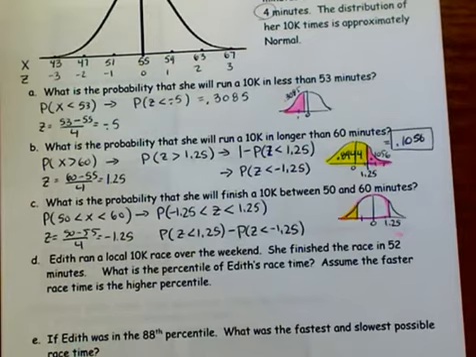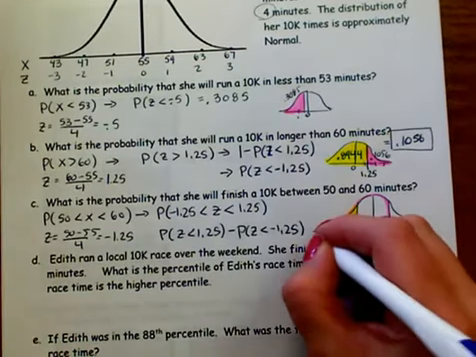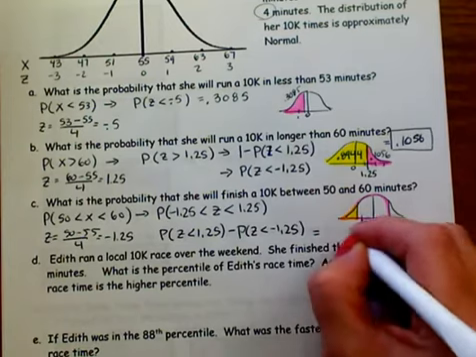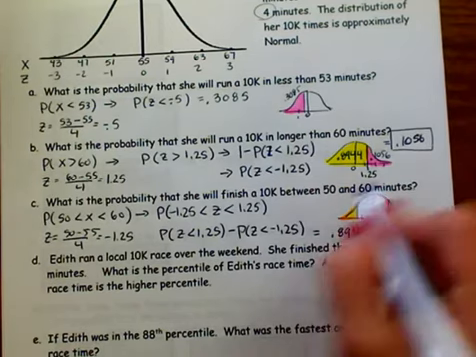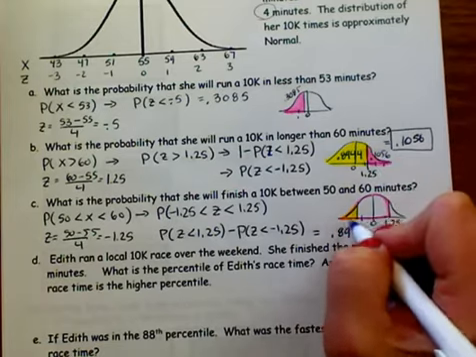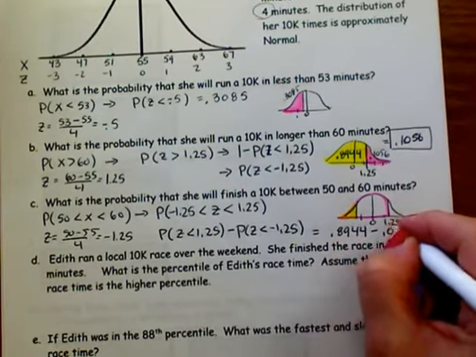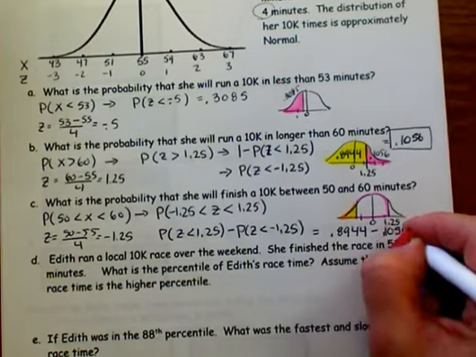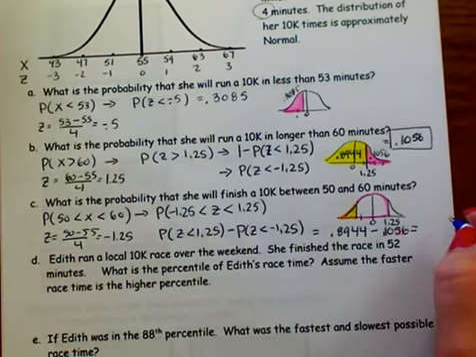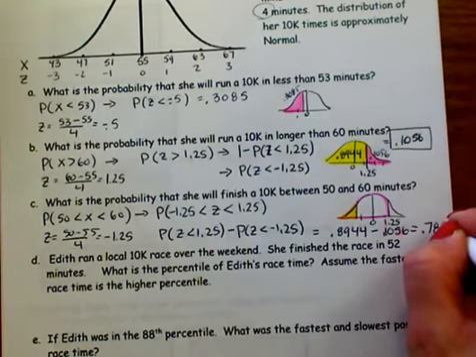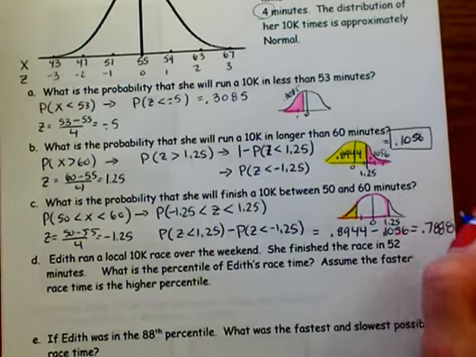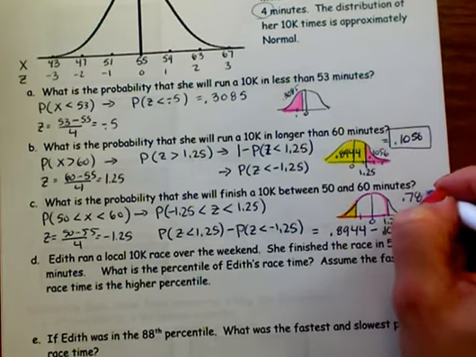Now I actually have the numbers up here. So the pink number is 0.8944, and the yellow section equals 0.7888. What's the probability?